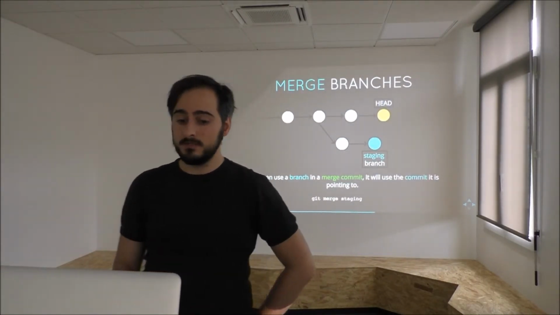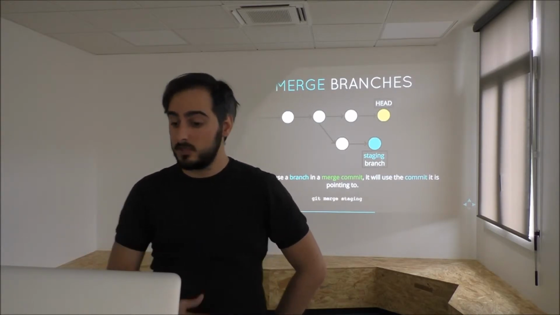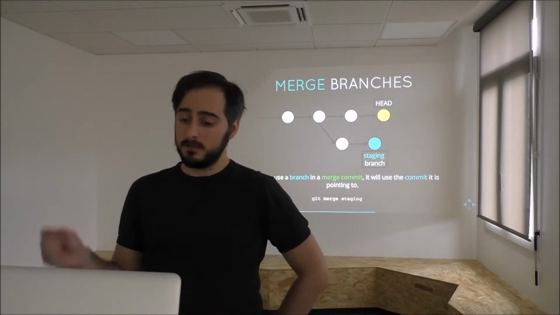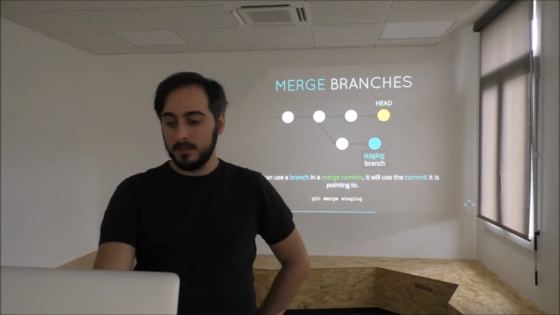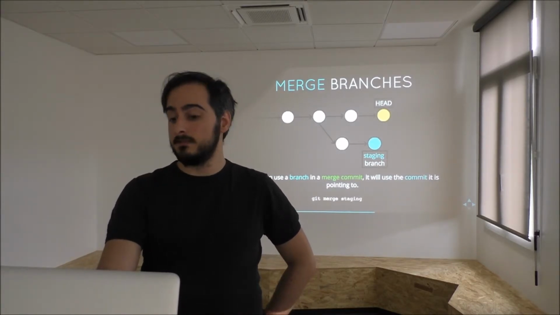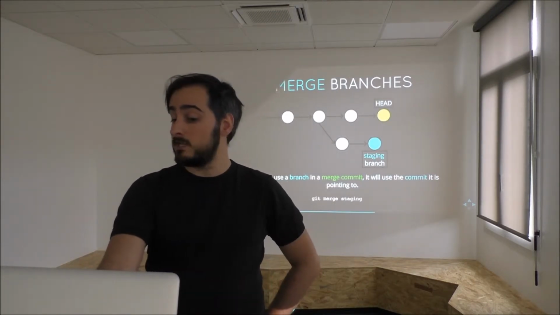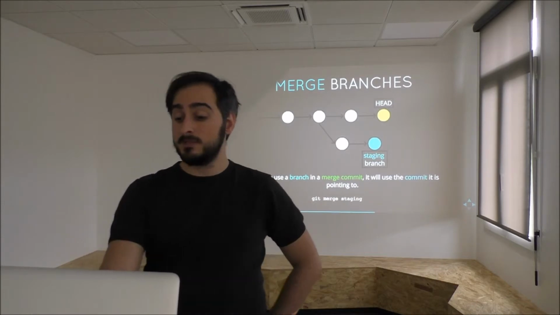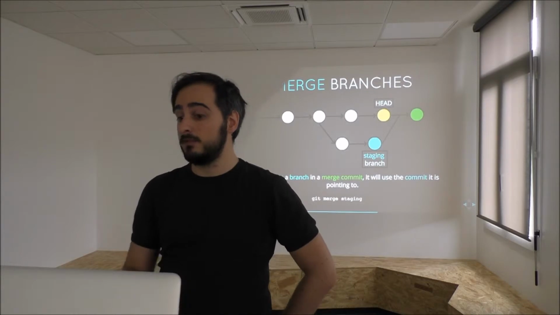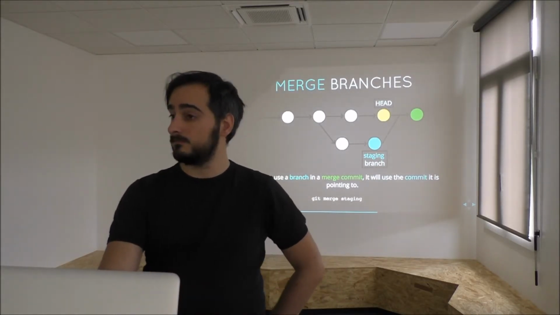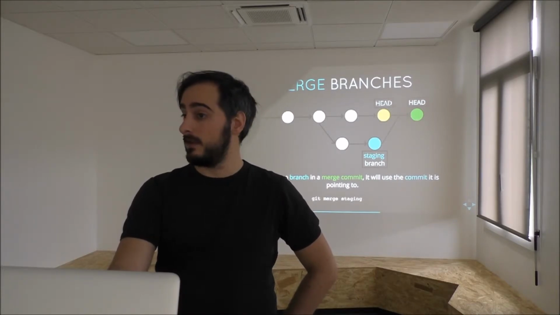How can I merge branches? Merging branches is exactly like merging commits. It's just merging the commits that your branches point towards. So here, suppose I'm looking at the yellow commit with my HEAD pointer on it, and suppose I have a staging branch. If I use git merge staging, what will happen? I will have a commit which is a direct result of the merge of the yellow and the blue commits. And my HEAD will move towards the new commit that I just created.